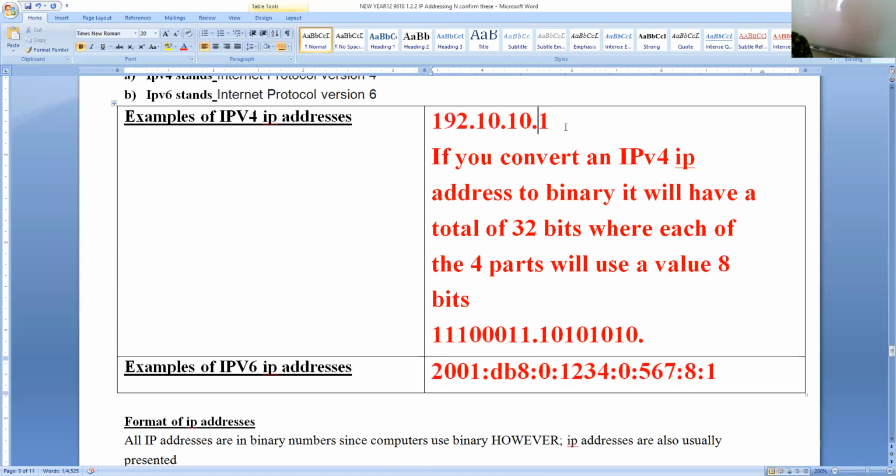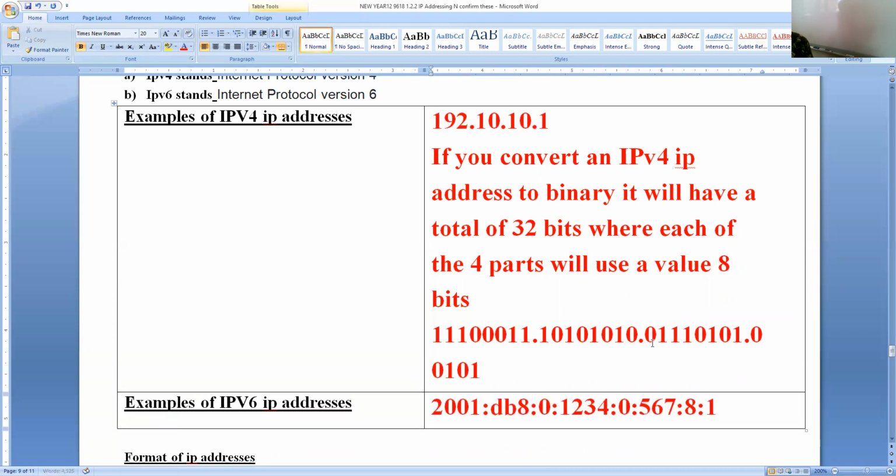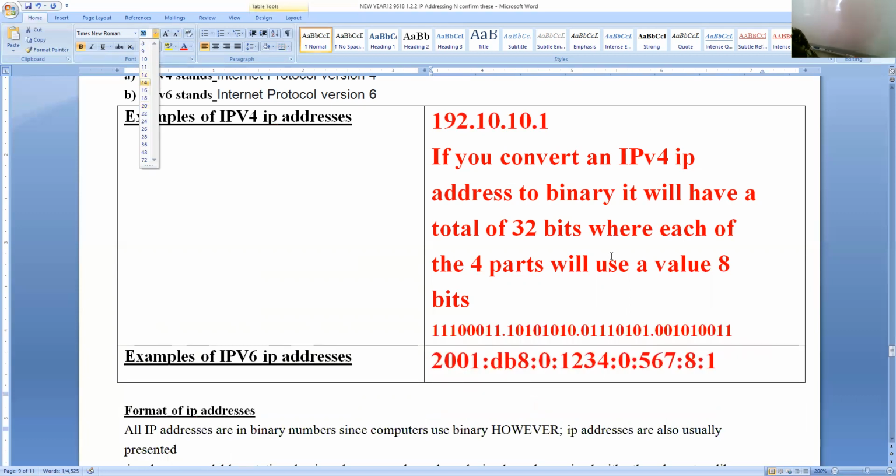I'm just showing you. If I were to convert this into binary, the first part will have 8 bits like this, 8 zeros and ones. The next part also will have 8 zeros and ones. The third part also will have 8 zeros and ones. The fourth part also will have 8 zeros and ones. You see that? It's just an example. Do I write that? It is your choice, but I'm going to send you the video after this.